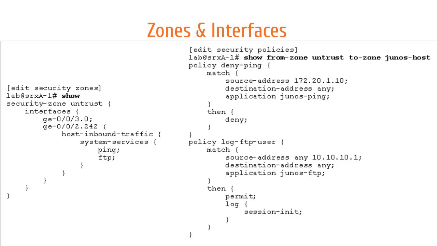In this case, if the ping traffic has a source address of 172.20.1.10, it will be denied. Otherwise, it will be allowed. Also, all FTP traffic will be allowed, and if the FTP traffic has a source address of 10.10.10.1, the traffic will be logged on session initialization.